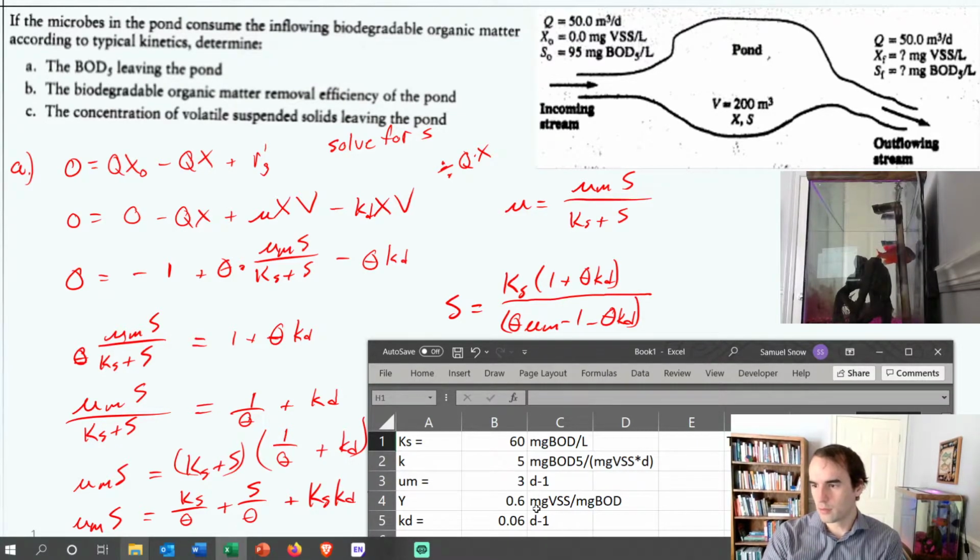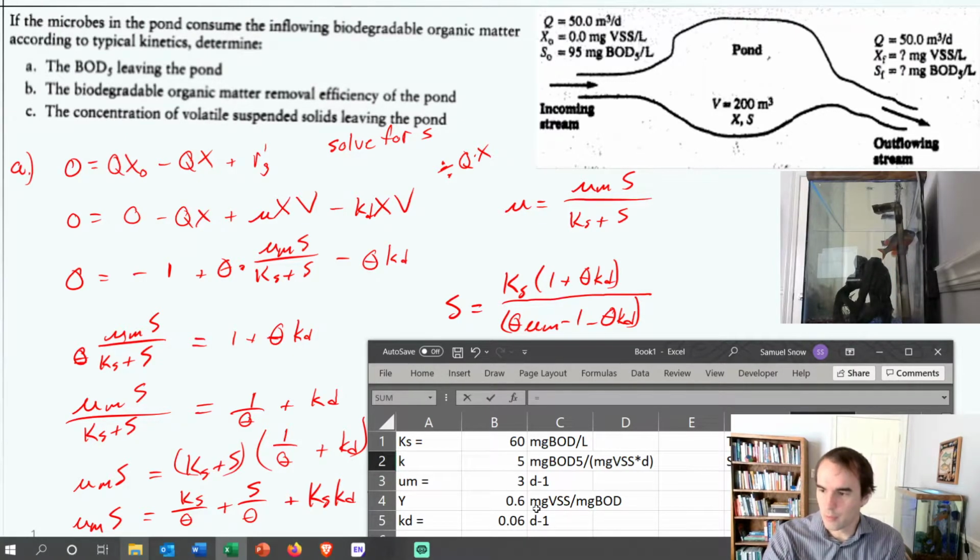This is V over Q. We want it in days because our other parameters are in days. So we'll say theta is the volume, 200 cubic meters, divided by the flow rate, 50 cubic meters per day. Cubic meters for both, and in days, so that works out great. Okay, so we have that now. I think that's all we need.